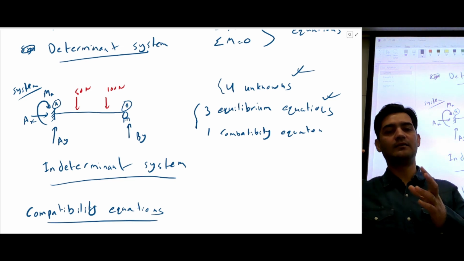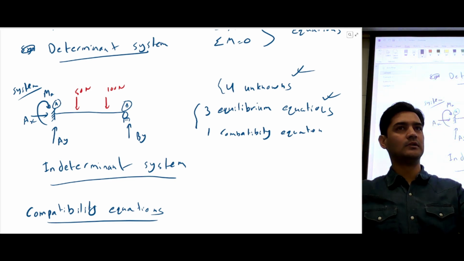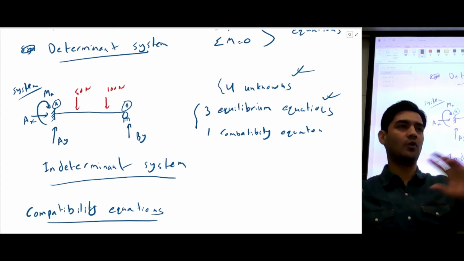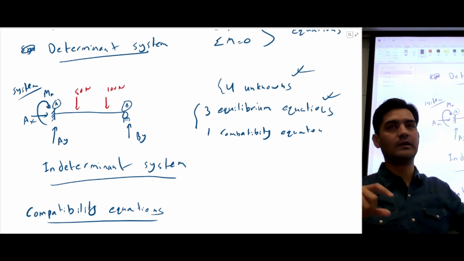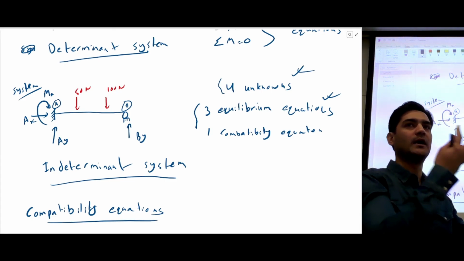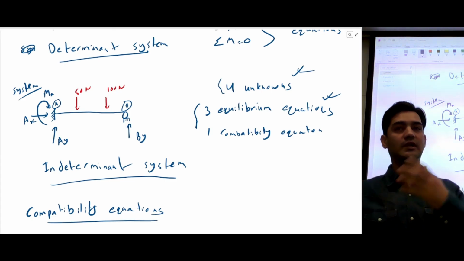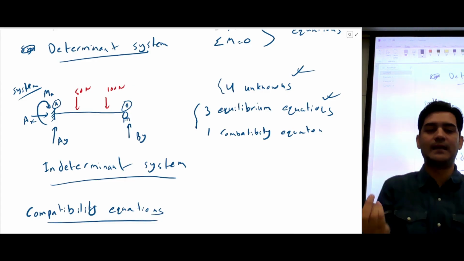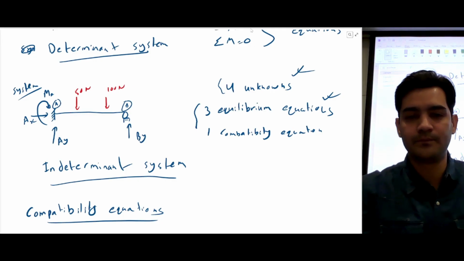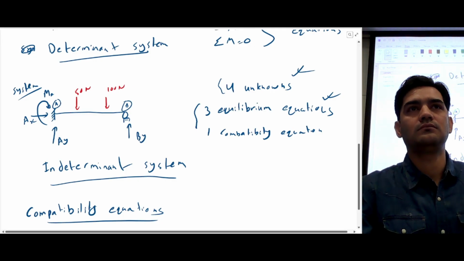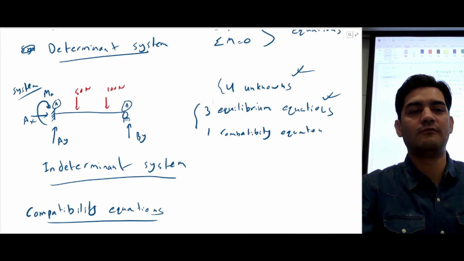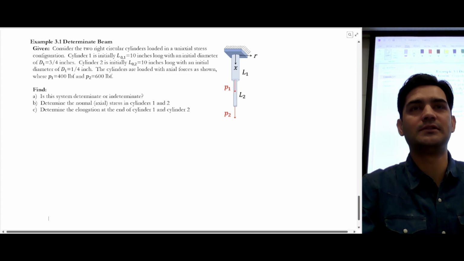So whenever you get an indeterminate system, you can generate new equations from whatever we have learned before. Whenever you use knowledge from mechanics of materials to generate new equations, those equations are called compatibility equations. We're going to see how we can generate new equations. So we can do some examples.